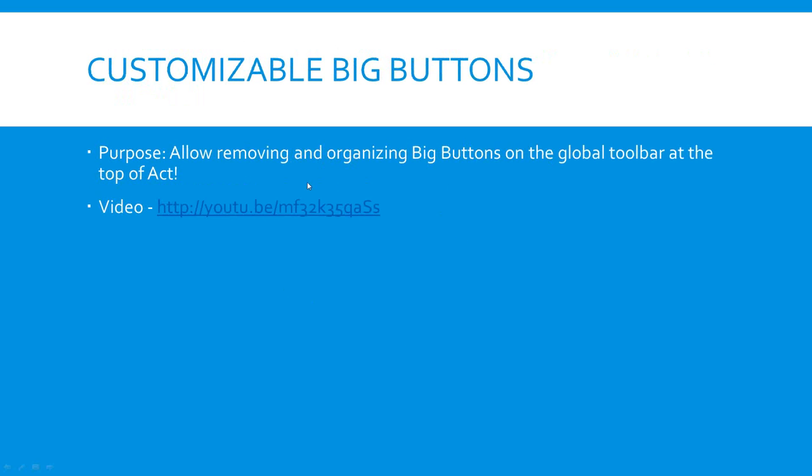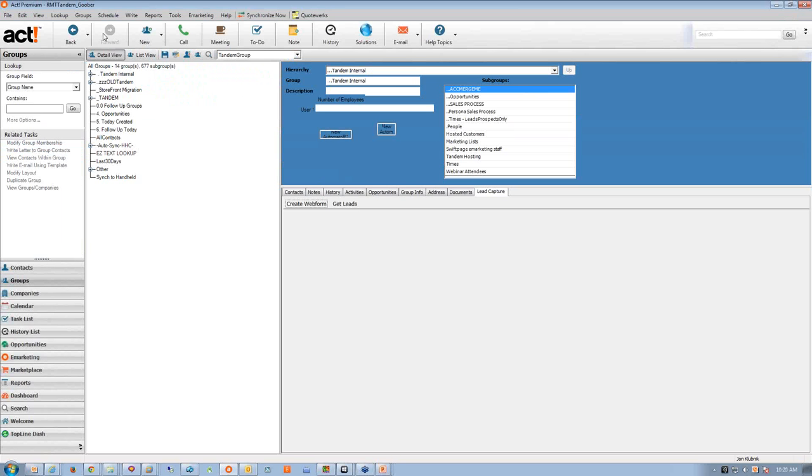On the big buttons, there are basically these big buttons at the top here. We can move these around and get rid of them now where we couldn't before. That's new in 17.1. Sadly, I haven't figured out how to do that yet. It's something they say we can do, but I've not done it yet.